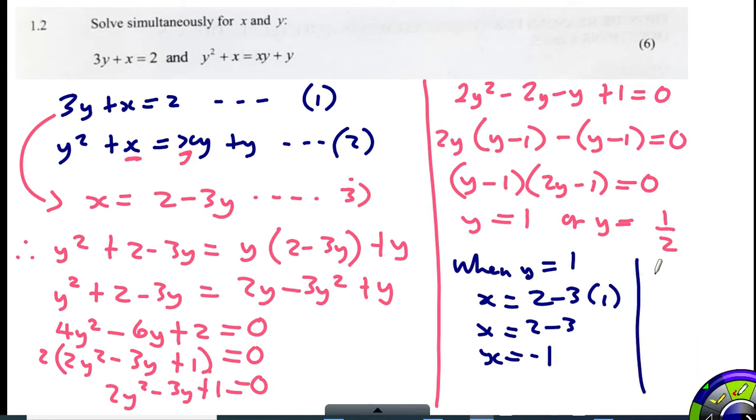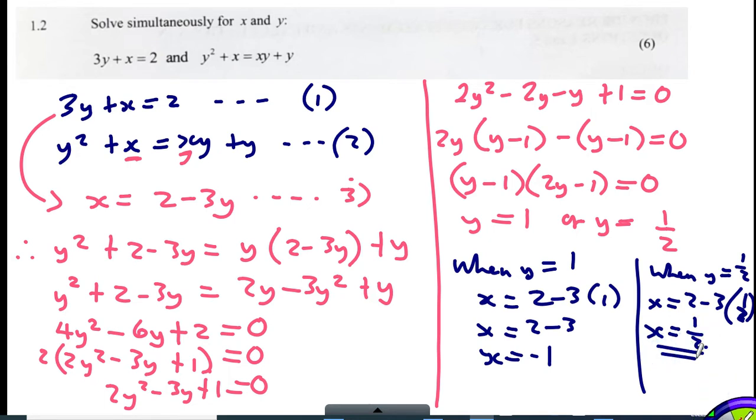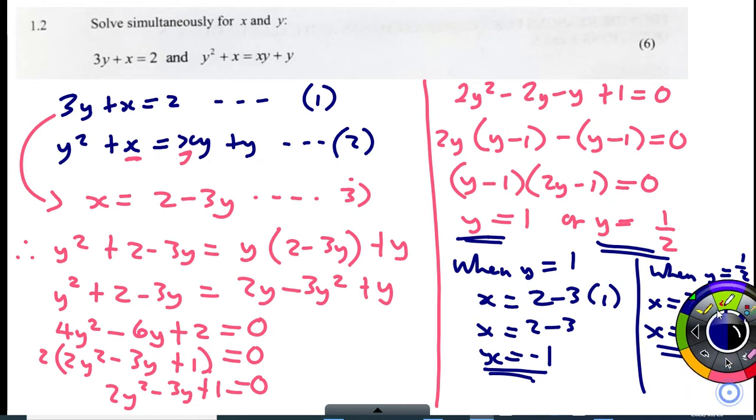Then, when y is equal to a half, x will be 2 minus 3 times a half. That will give me 3 over 2. So if I subtract there, I'll get x equal to a half. So these are my two sets of solutions, right? There's no need to write them as ordered pairs. There is no mark for that. So just to let you know the mark allocation.